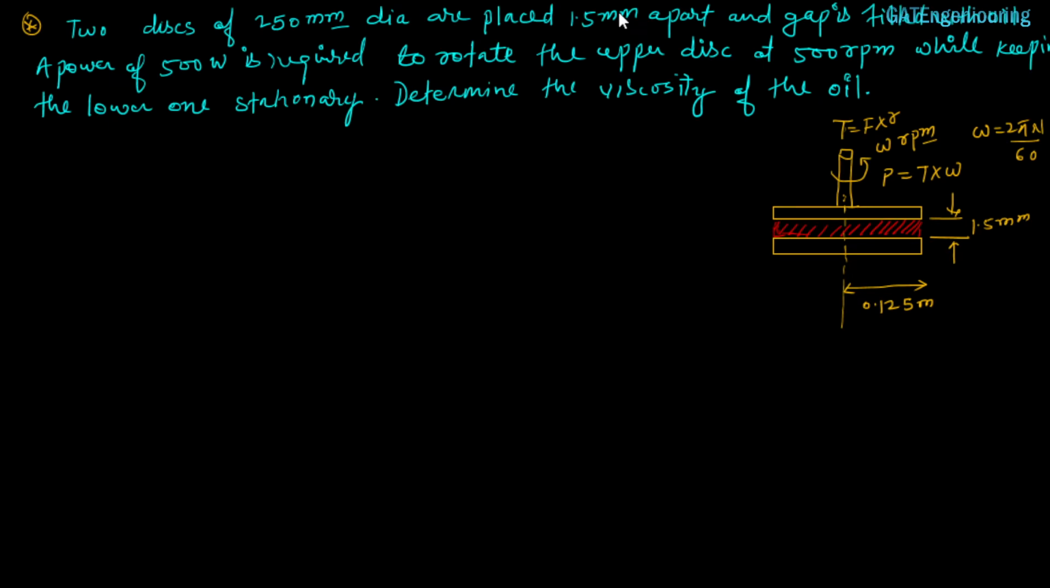The statement of this problem is: two discs of 250 mm diameter are placed 1.5 mm apart and the gap is filled with oil. A power of 500 watt is required to rotate the upper disc at 500 rpm while keeping the lower one stationary. Determine the viscosity of the oil.